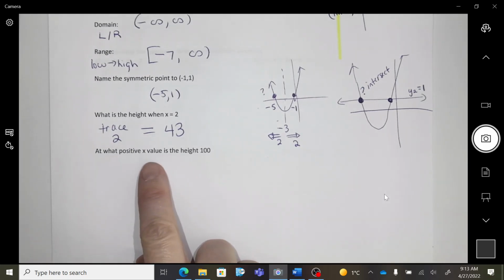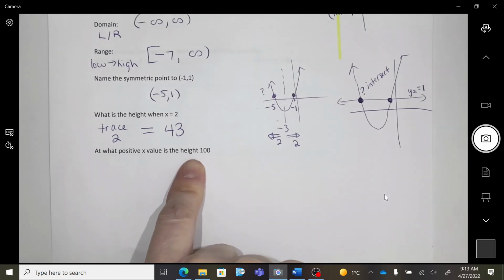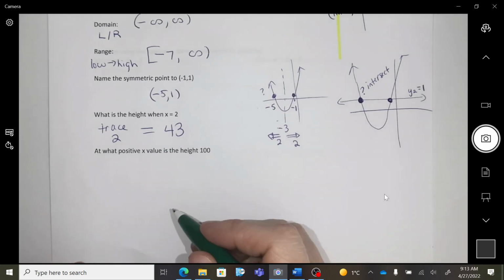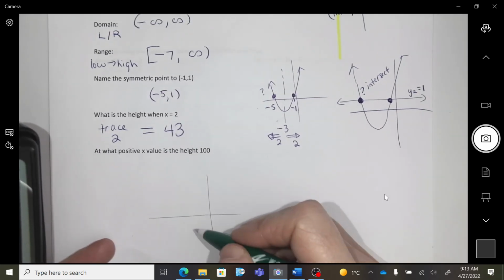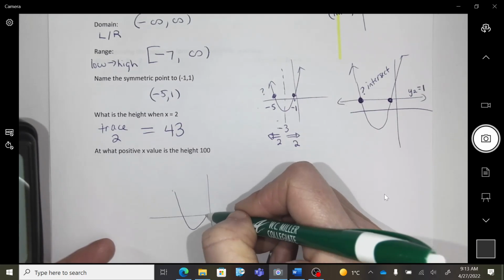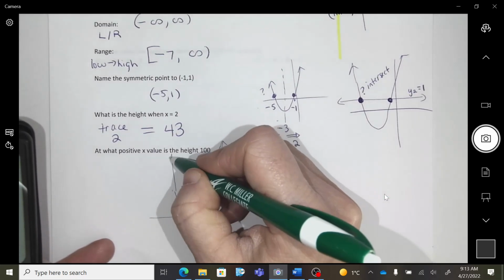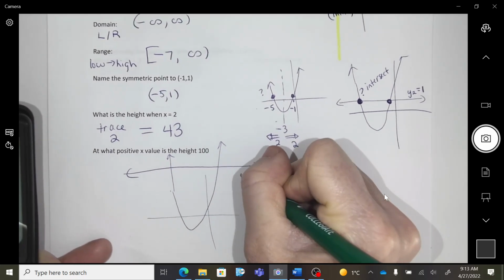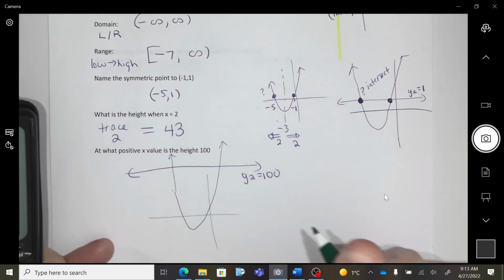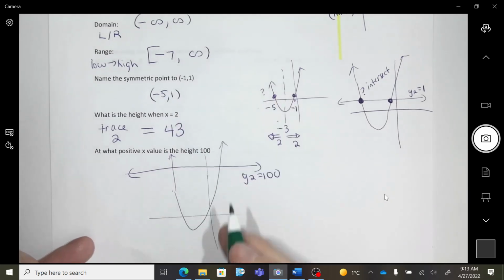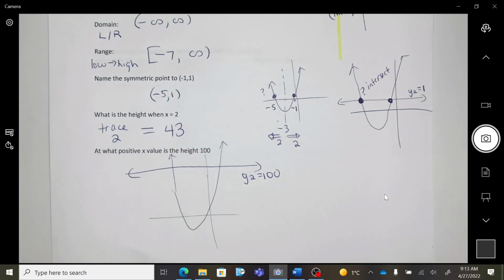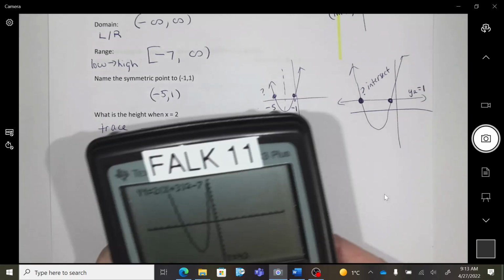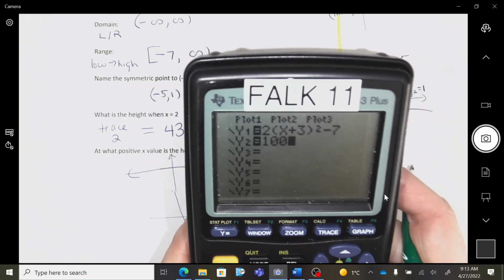Okay, what positive x value is the height of 100? So on this one, I'm going to need to do, this is a y value. I can't tell my mouse to go to y values. I can only tell my mouse to go to x values. So I'm going to do a y2 of 100.